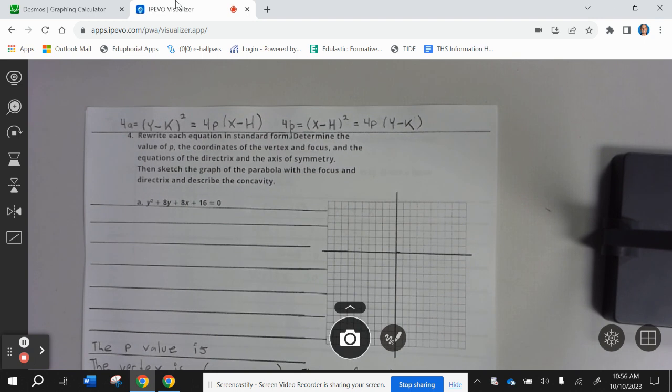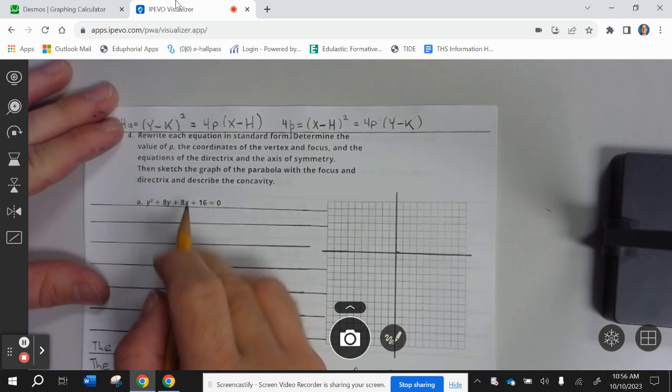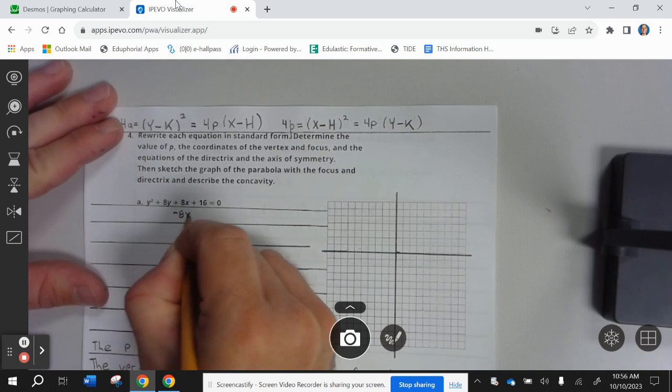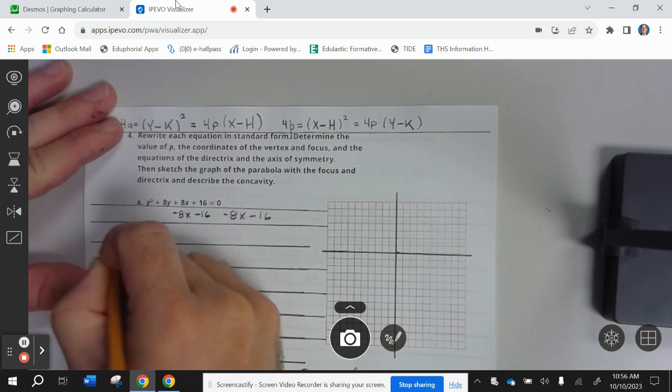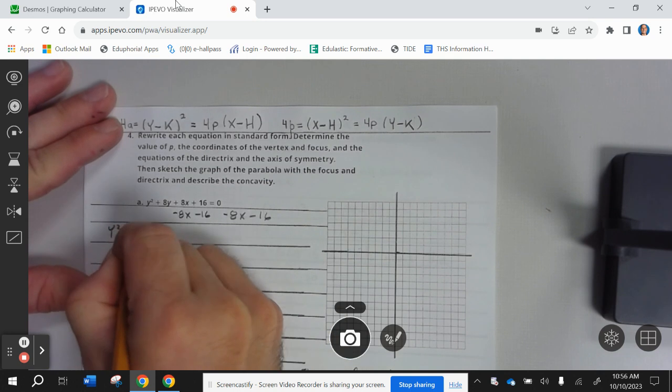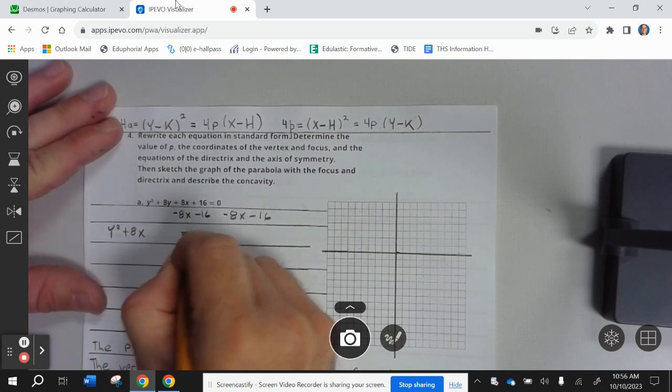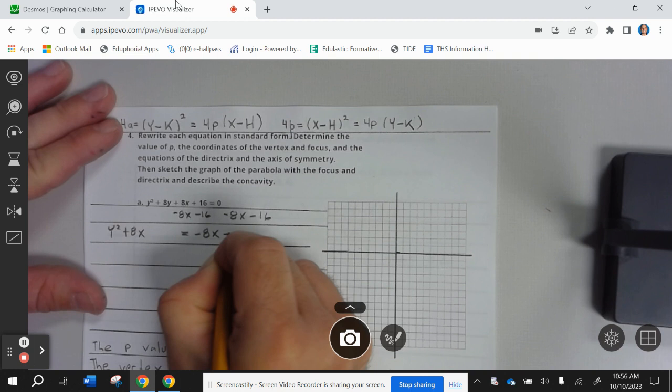Rewrite each equation in standard form. Determine the value of p, the coordinate of the vertex and the focus, and the equation of the directrix and the axis of symmetry. Then sketch the graph of the parabola with the focus and directrix and describe the concavity. So we need to subtract 8x and 16 from both sides. So then we get y squared plus 8x equals negative 8x minus 16.